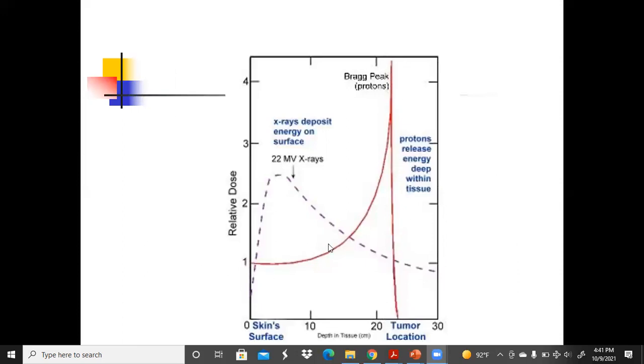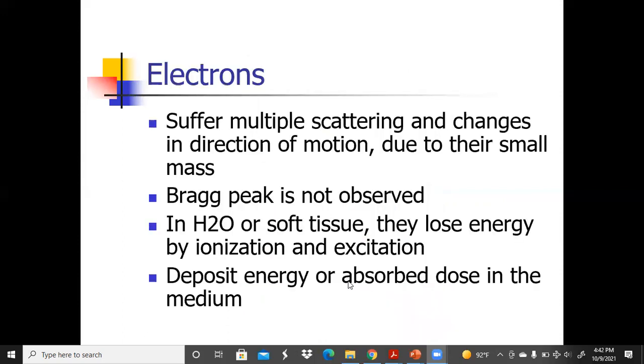You can see as you make it through the skin surface and you get to the tumor location, once you have penetrated so far, you begin to see the Bragg Peak emission, and then it drops off. This is different from, say, 22 MV X-rays, which will penetrate, and you can see a maximum relative dose deposit here, and then it begins to trail off the further in you go. But you can see that you still have range there to get to that point.